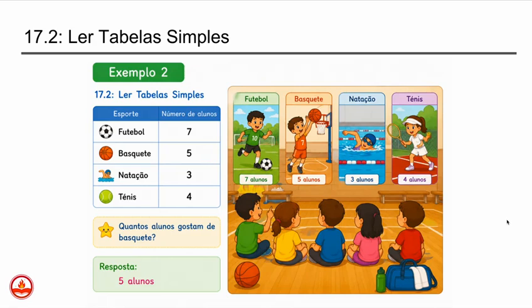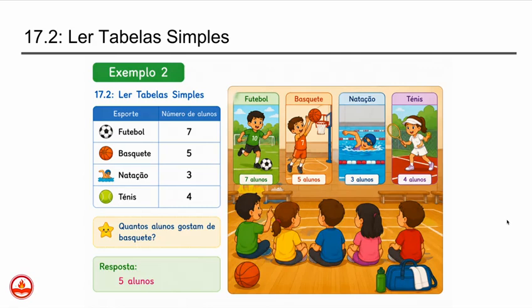Now let's look at another example. This table shows which sport students like. From the table, we can see 7 students like football, 5 students like basketball, 3 students like swimming, and 4 students like tennis.